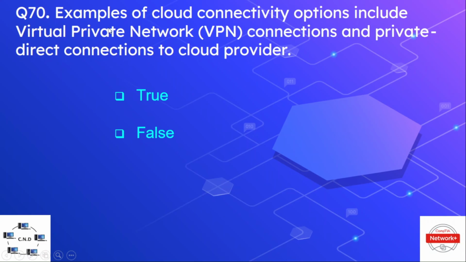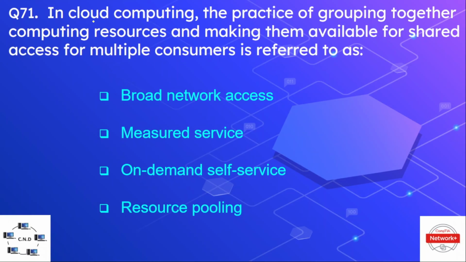Question number 70 is that examples of cloud connectivity options include virtual private network connections and private direct connections to cloud provider. And so whether this option is true or false, and the correct option is true. This statement is true.